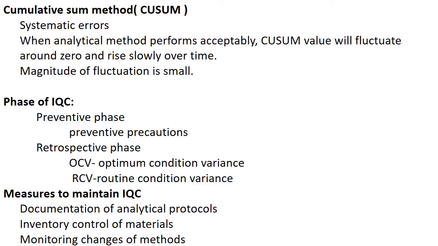When an analytical method performs acceptably, the Cusum value will fluctuate around 0 and rise slowly over time. The magnitude of fluctuation is small. When a systematic error, that is all low values or all high values, is present, the Cusum value will steadily increase. At a certain stage, the error will be too large to be accepted and the method will be considered out of control. This is about the Cusum chart.